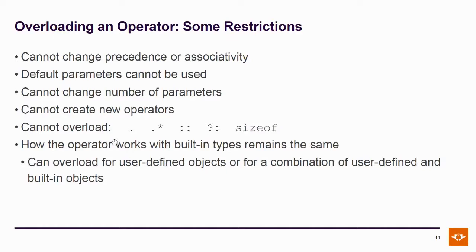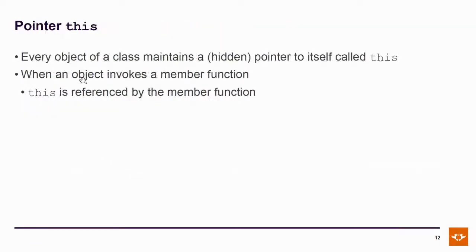And you can't change how it works with pre-built types. The idea is to basically define how these operators relate to your data structure and other instances of that data structure or other data structures that already exist. That's the goal of operator overloading.